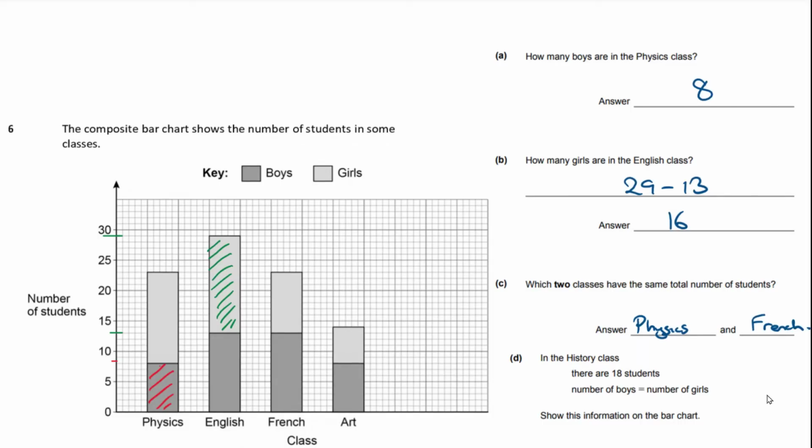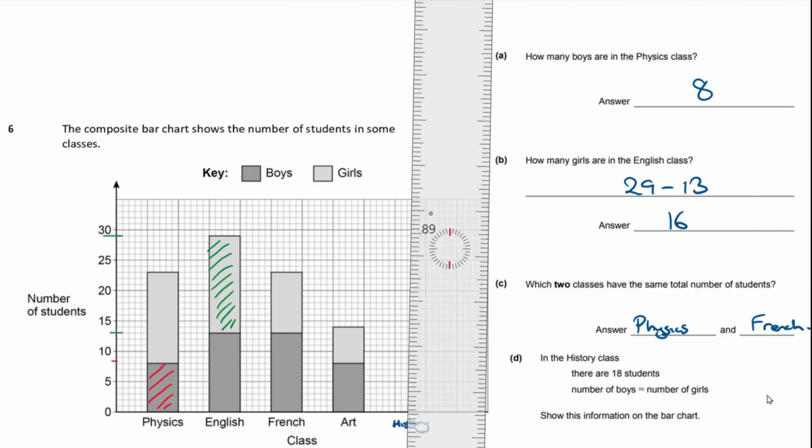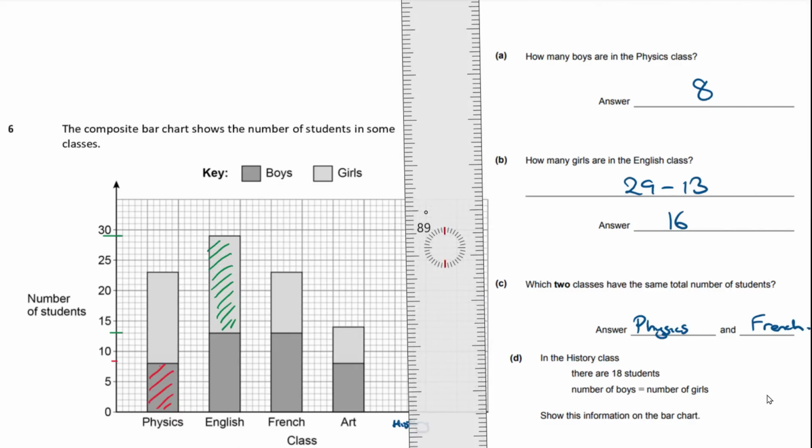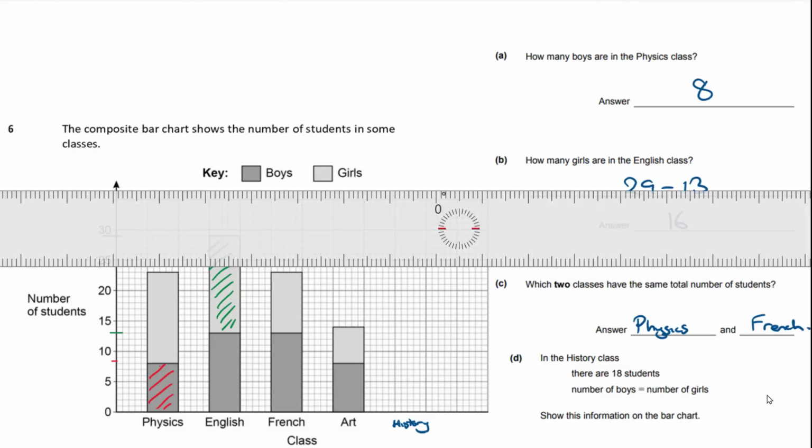Okay, and then finally, in the history class, there are 18 students and the number of boys equals the number of girls. So show this information on the chart. So we haven't got history yet, so I'm going to write history here on my bar chart. Okay, so I'm going to try and draw it the same style as the other. So I'm going to draw the height of the bar first. So there are 18 students. Where's 18? So 18 on my scale.